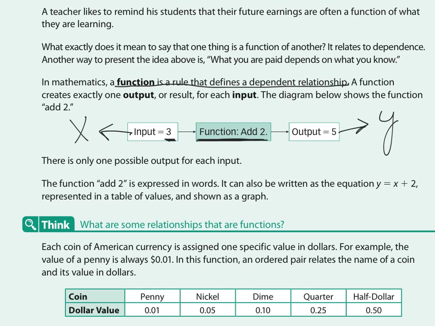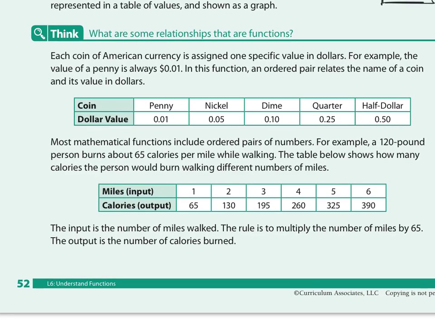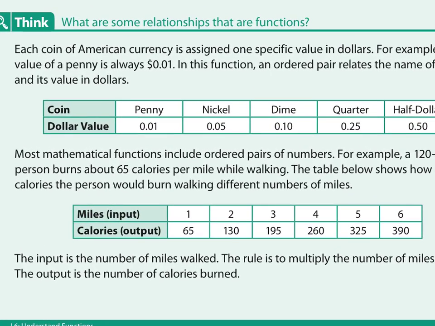All right, here's an input of 3. Our function is add 2, and we get a y, we get a 5. If you look here, it is written as the function rule for us. This is the function rule, y equals x plus 2. The function rule is always, here is how you get your output. You take your input and you add 2 to it. We're going to take a look at some other examples along the way here. Maybe these couple down here will make a little bit of sense.